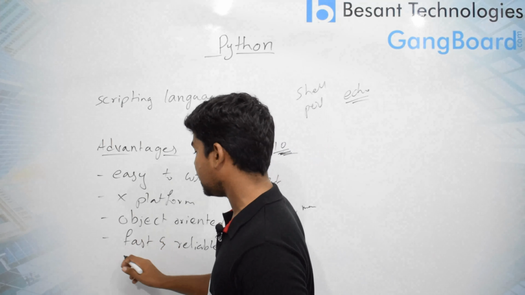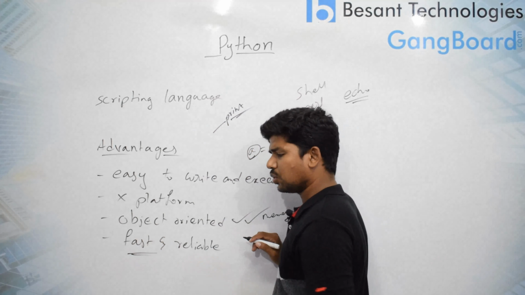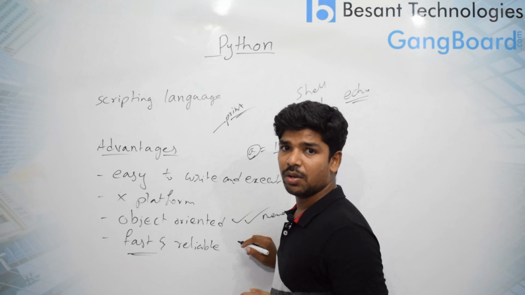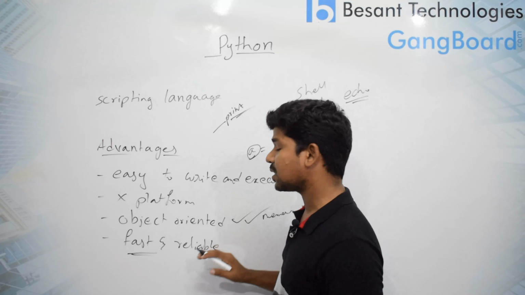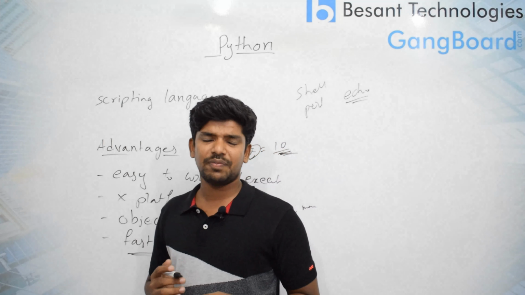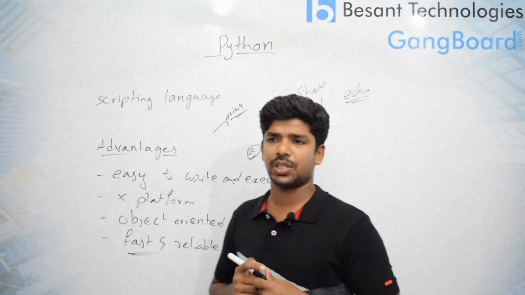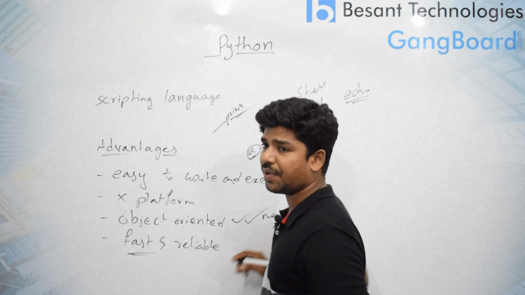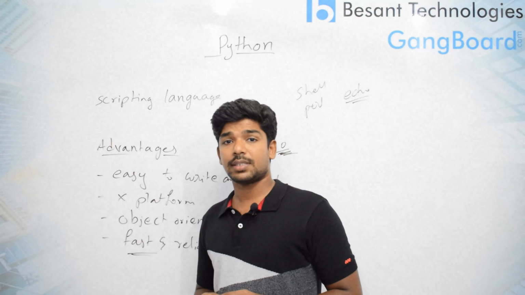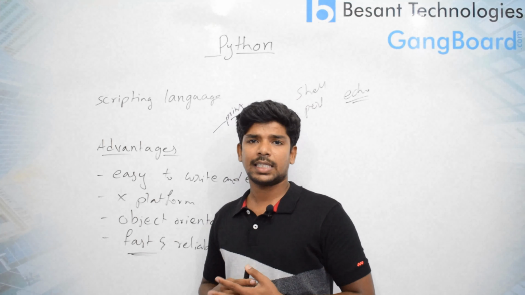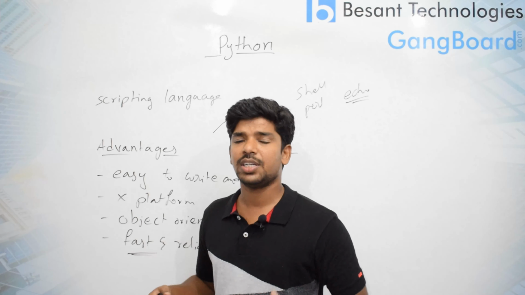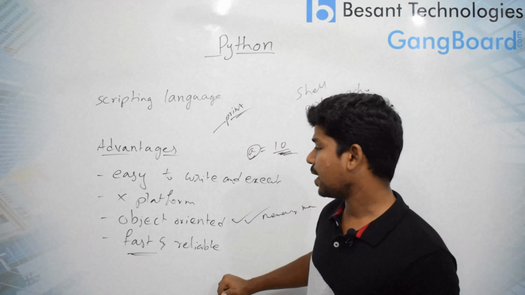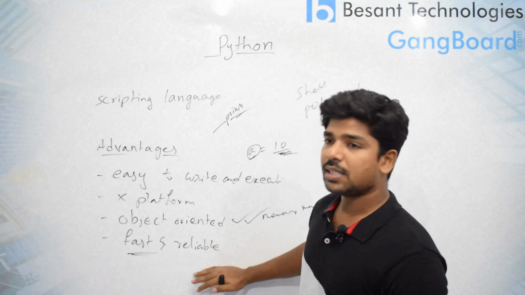So what is reliable? In no scripting language do we have exception handling. We don't have any exception handling in scripting languages. So what happens, if there is any error, it will stop the execution. But in Python we have exception handling, where we can use try and except blocks and continue the program without stopping it. So the thing is, it is fast and it is reliable.